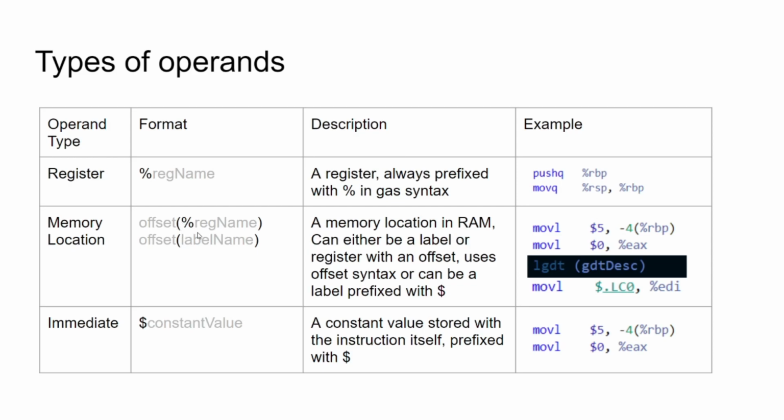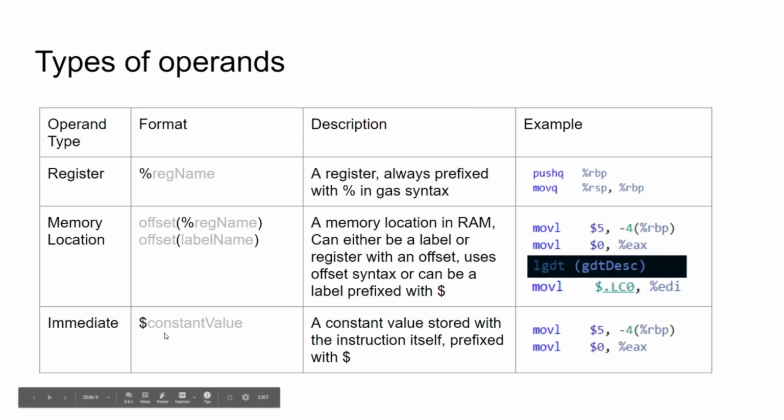Parentheses around a register name or a label name means that we are going to be taking the memory location of whatever is in there, right? So in this case, we are going to be moving 5 into this location in RAM. Unlike here, where we're moving 0 into EAX. I put this here just to contrast, right?